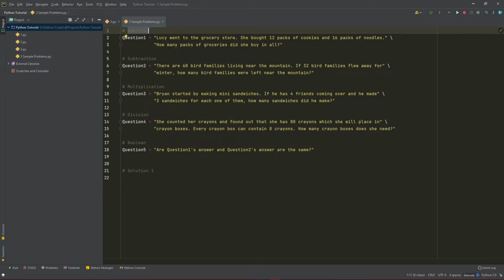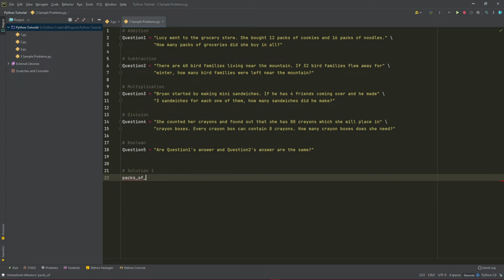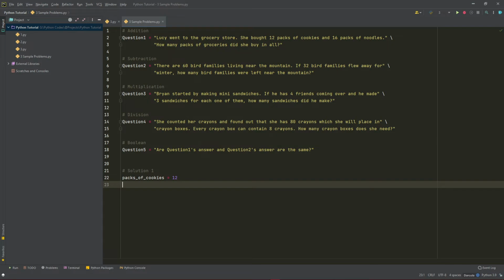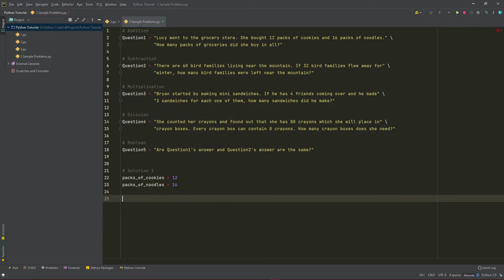How many packs of groceries did she buy in all? So, basically, we have the packs of cookies, which is 12, and then packs of noodles, and we have 16. Now, we're just going to add them.